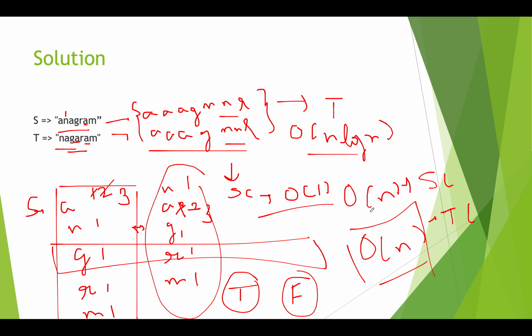Also, we were given in the question that maximum you can have 26 characters. So instead of order of n, you can state order of 26, because there would be 26 entries at max in the map. That converts the space complexity to constant space. So let's quickly code this up.